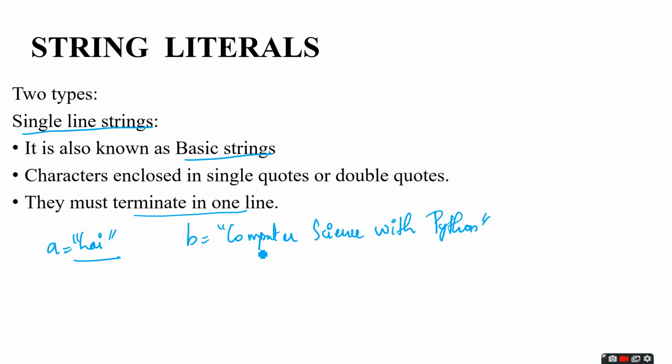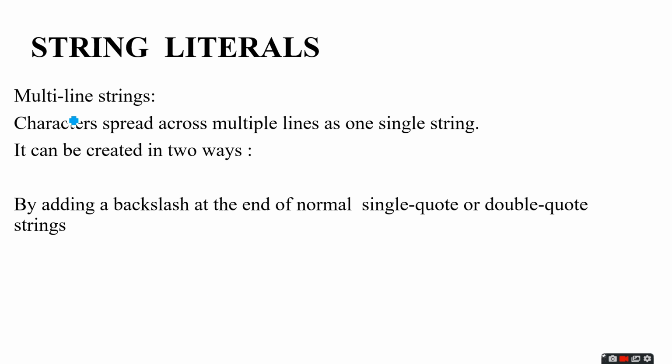See here, the string ends in a single line. So this is a single-line string. Now the second one. The second one is the multi-line string. Characters spread across multiple lines as one single string is known as a multi-line string. That means strings will be in different lines.